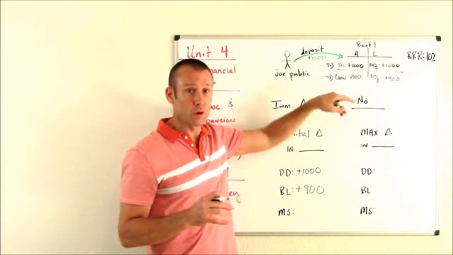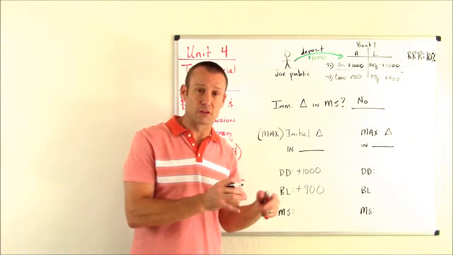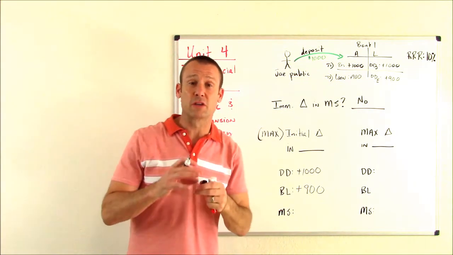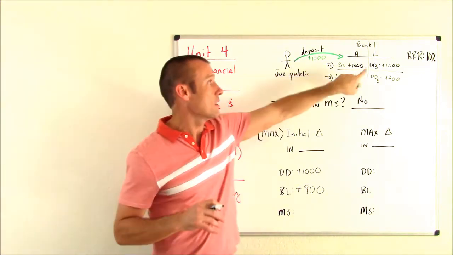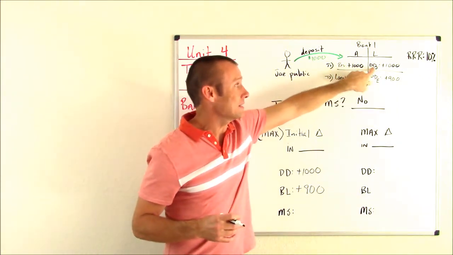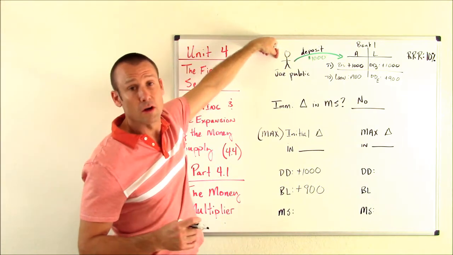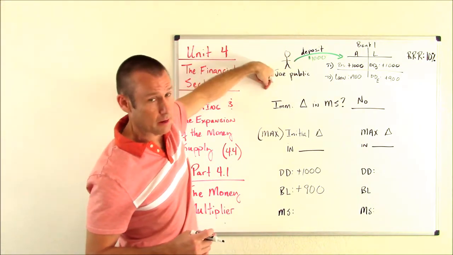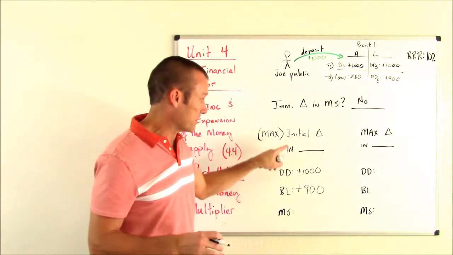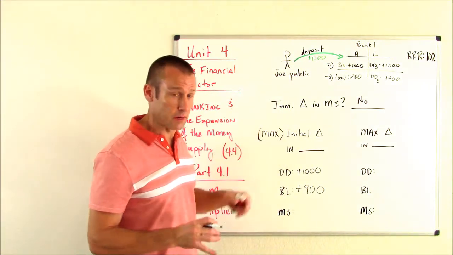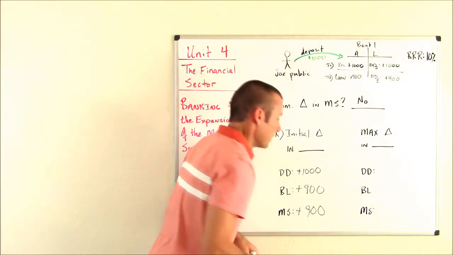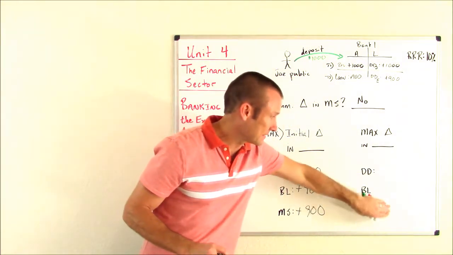Remember, the loan is what actually changed the money supply. That's what gave us this demand deposit, which was the first time money supply actually increased. Remember, the first demand deposit was not an increase in the money supply because it was coupled with currency in circulation going down by 1,000. This demand deposit was our initial or first change in the money supply. That was $900.